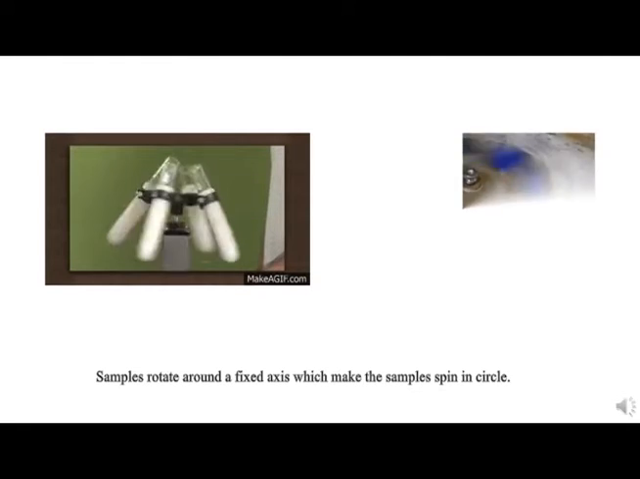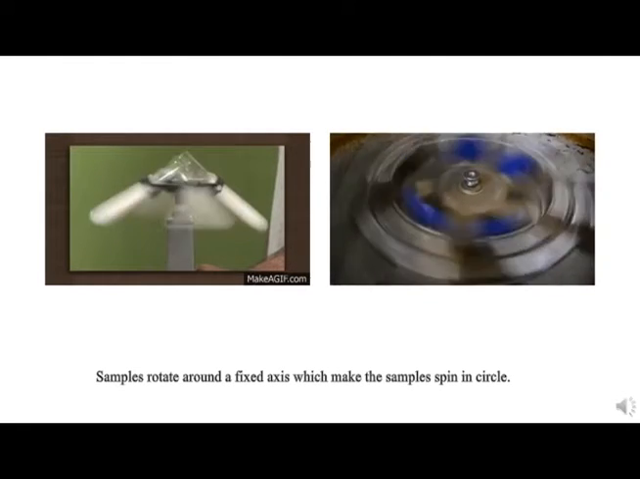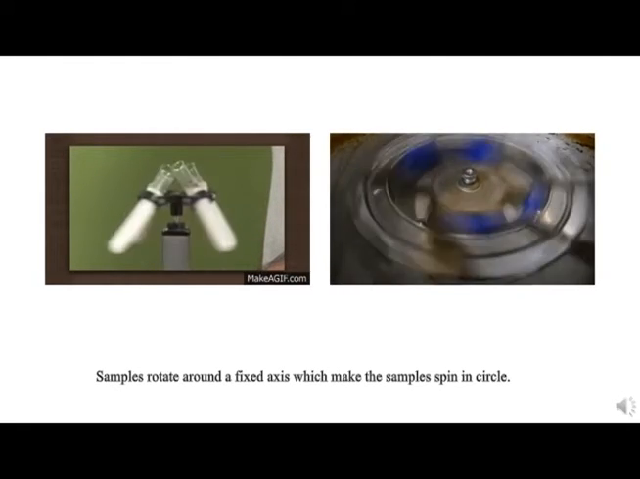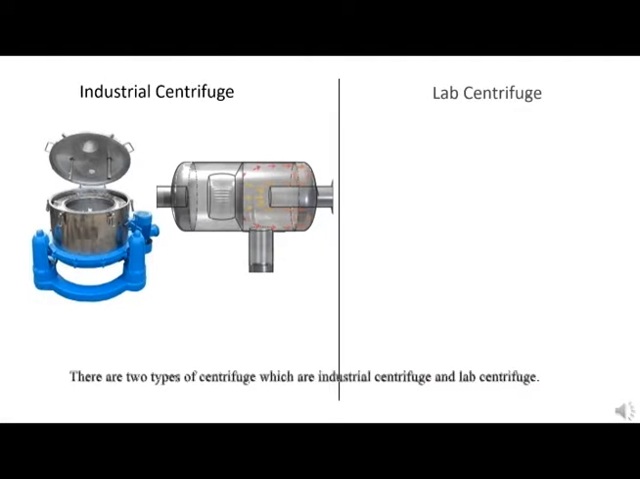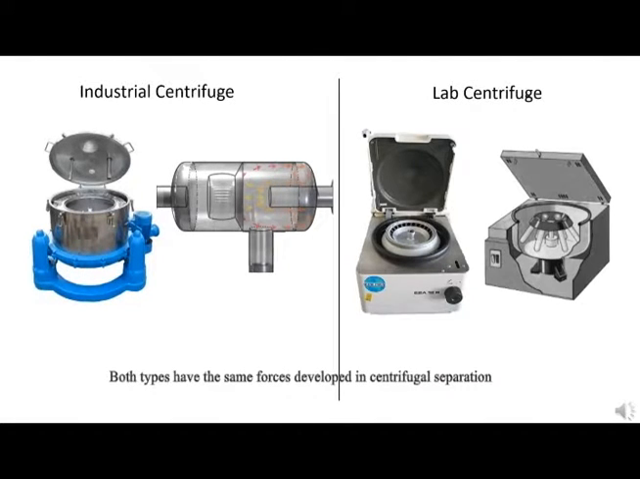This is how centrifugation works. Samples rotate around a fixed axis, which makes the sample spin in circles. There are two types of centrifuge, which are the industrial centrifuge and the lab centrifuge. Both types have the same force developed in centrifugal separation, which is centrifugal force.